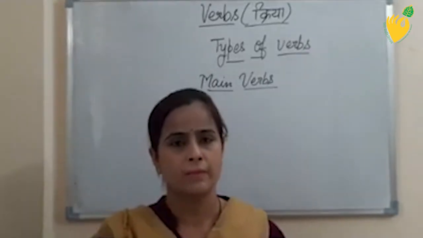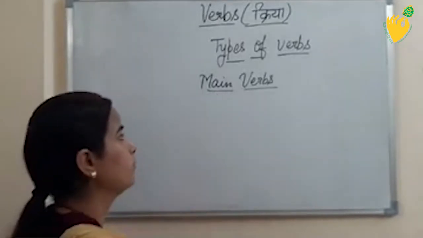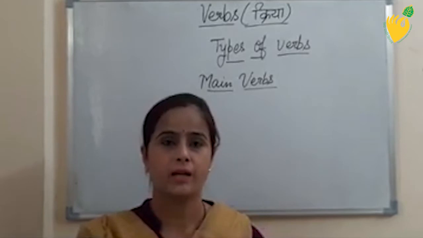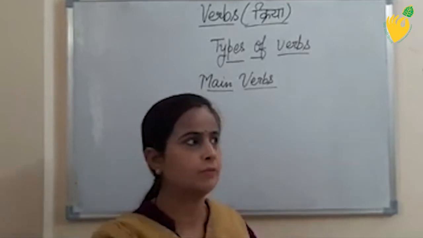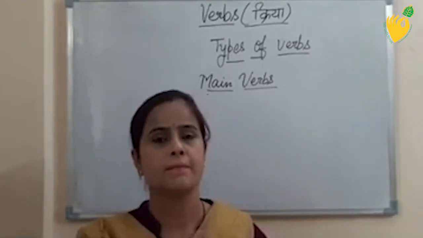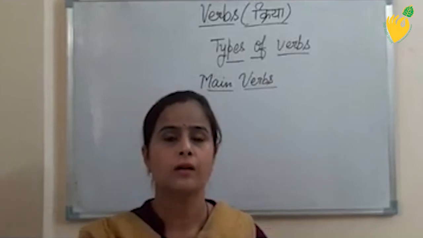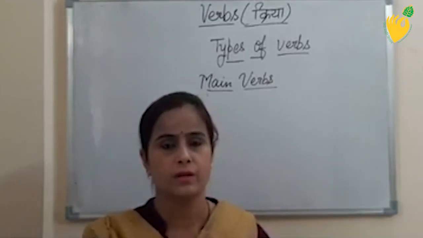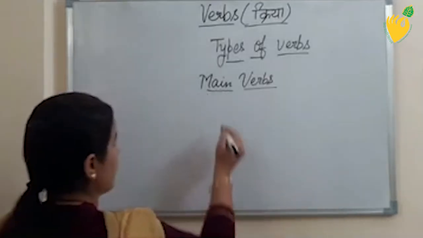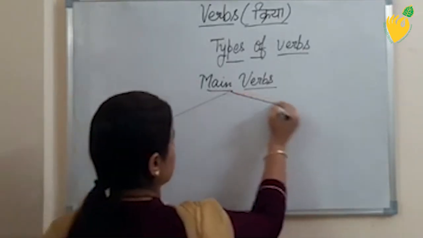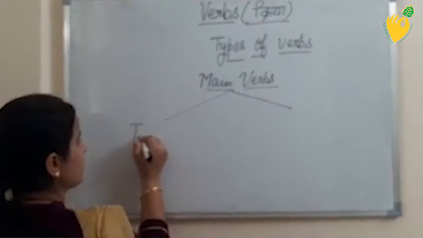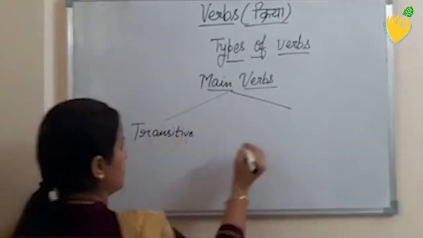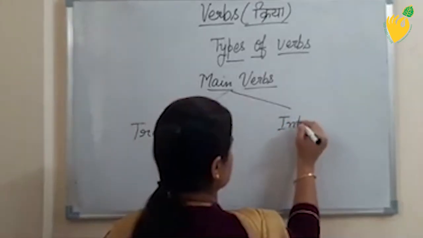So first I am going to explain you main verbs. Main verbs are the verbs which have meaning of their own. For example, cook, sleep, run, jog, deliver, argue. These all are main verbs. Now main verbs are of two types. First is transitive verbs and second one is intransitive verbs.